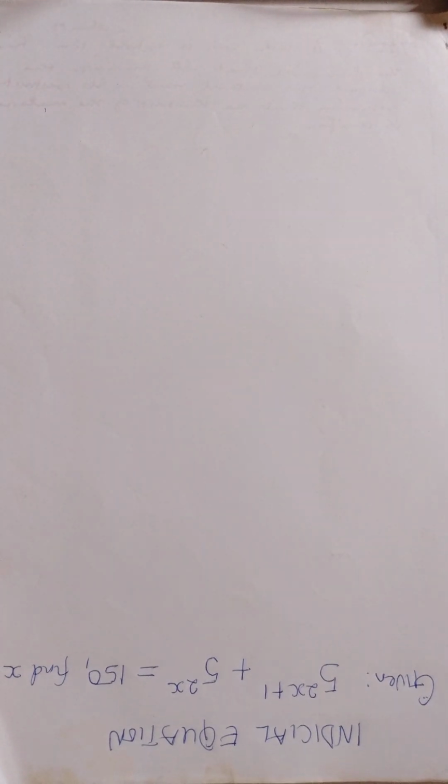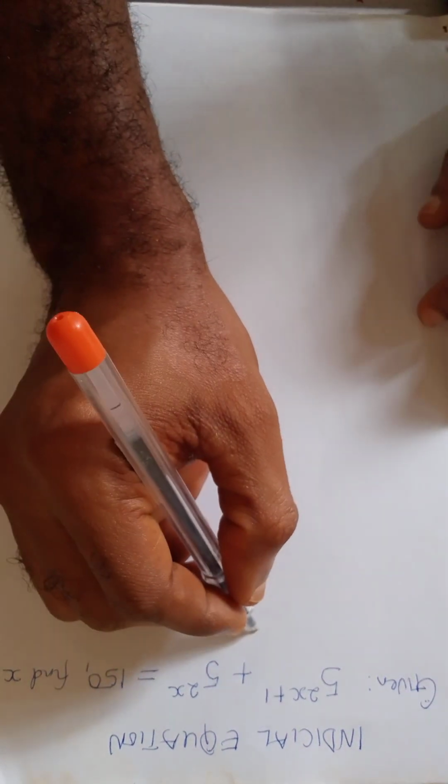Hello viewers, still on Indicial equation. We have 5 raised to power 2x plus 1 plus 5 raised to power 2x equal to 150, and we're asked to find x. Okay, so this is an Indicial equation and we are going to approach it using the laws of indices as it is applicable. So we have solution.